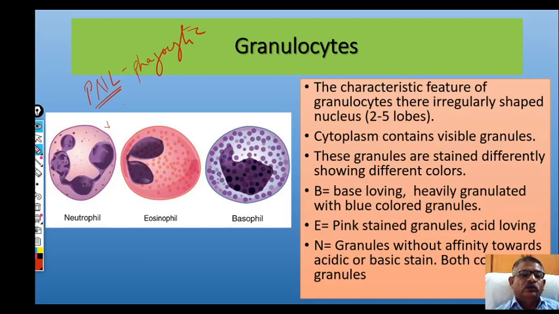Overall, when you talk about the normal count of leukocytes or WBC, you know that it is around 4000 to 11,000 per cubic mm of the blood. Among them, the most predominant is neutrophil, then to a certain extent eosinophil, and then very rarely basophils.